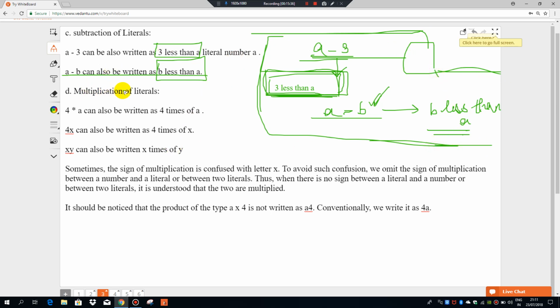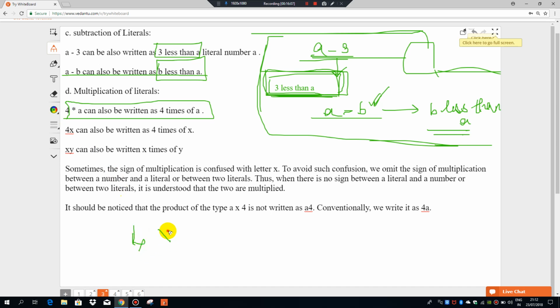Now, multiplication of literals. We don't have subtraction of literals properties, as it's not commutative for the commutative property, and it's not associative for the associative property. Now, multiplication of literals. 4a can also be written as 4 times of a, right? 4a can also be written as 4 times of a.